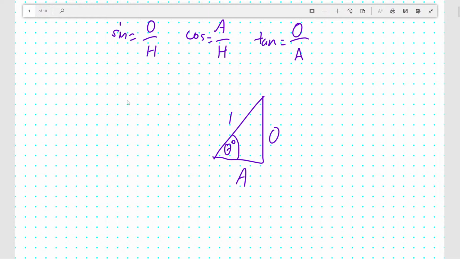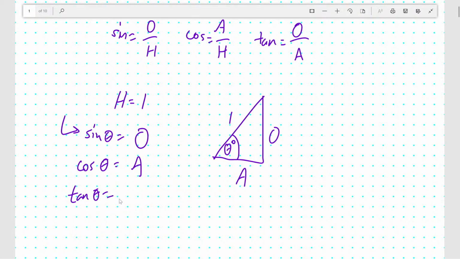Since the hypotenuse is equal to 1, sine theta is going to be just the opposite side. Cosine theta is just going to be the adjacent side. And of course tangent theta will still be opposite over adjacent. But there's something you might notice here, which is that this is similar to this and this is similar to this, but I'll pick up on that later.